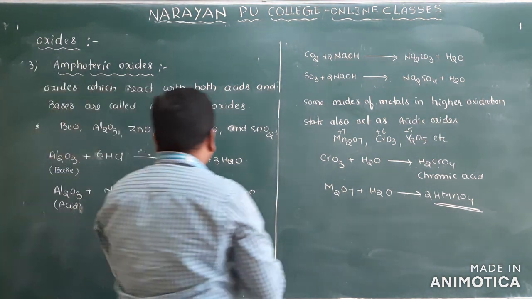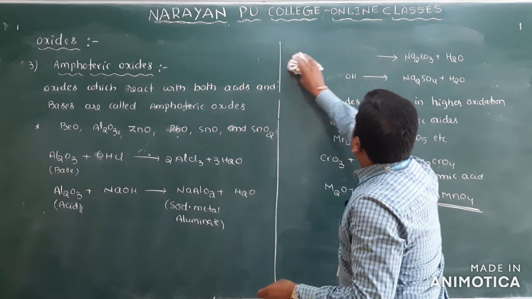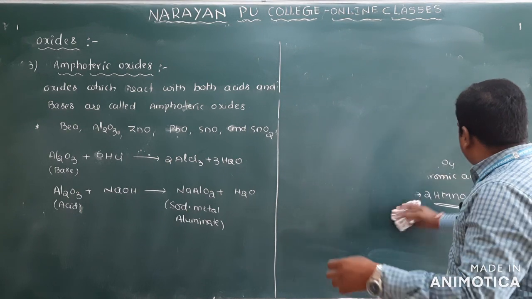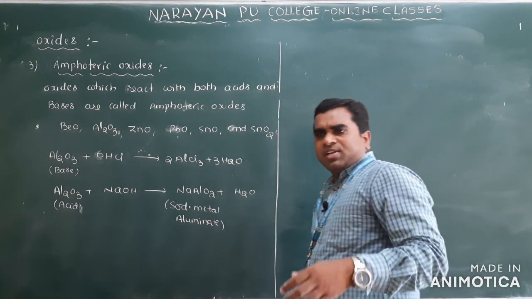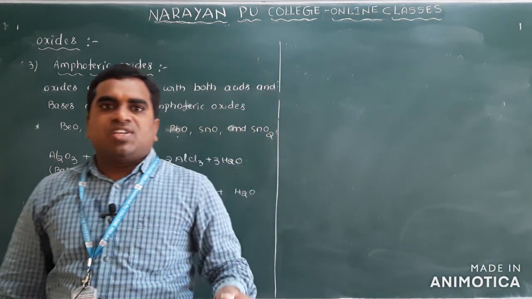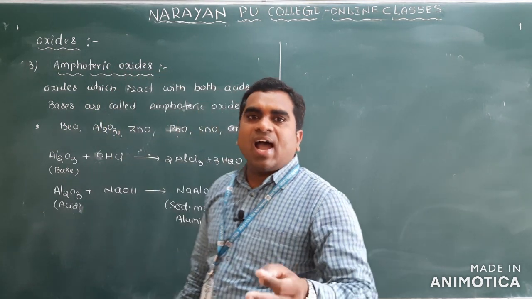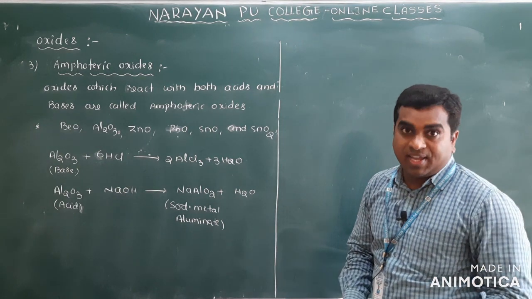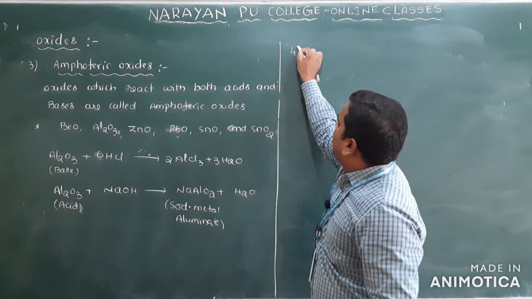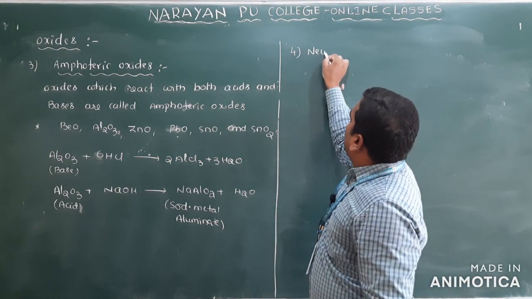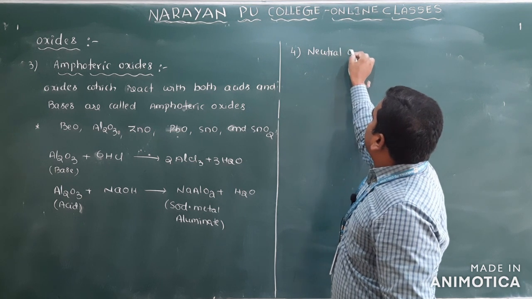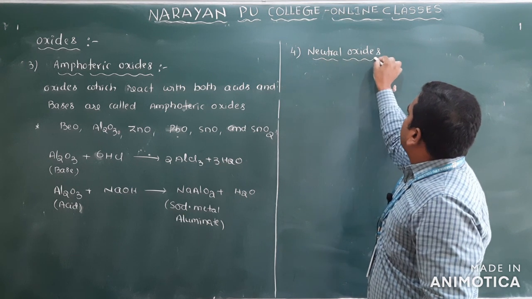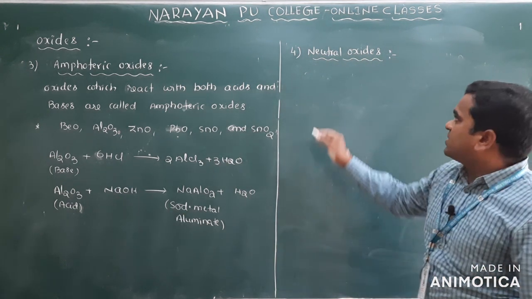And the last one is here, neutral oxides. What is neutral oxides? Neutral oxides means these are the oxides which neither react with acid nor base, and those types of oxides we will call neutral oxides. Put the heading here, neutral oxides. Clear?